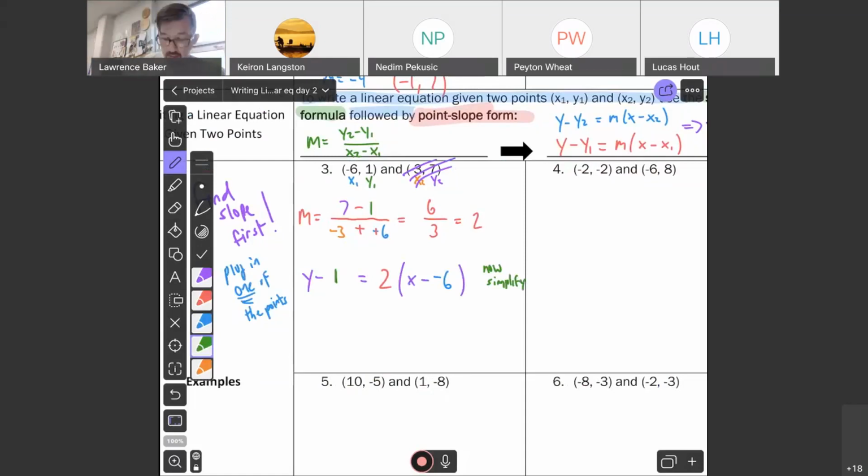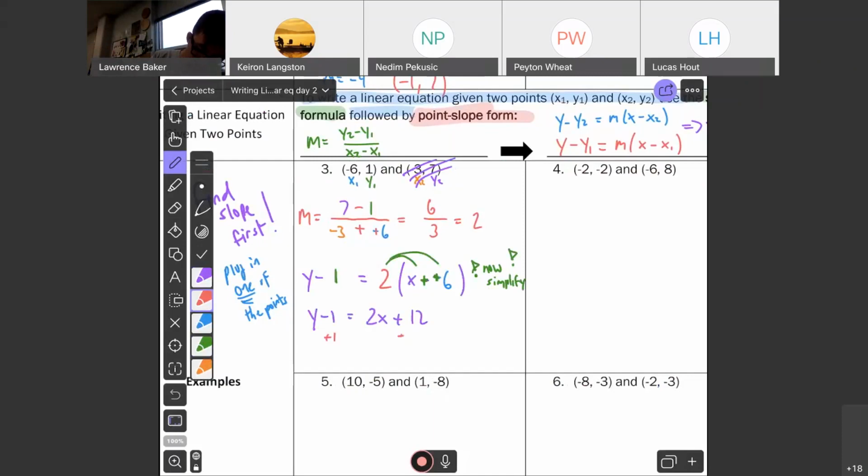Because we're going to get slope-intercept form out of it. So the first thing I'm going to do is change these to pluses. So I got x plus 6 in there. And then I'm going to distribute. So y minus 1 equals 2x plus 12. And we're going to get y by itself. I'm going to add 1. y equals 2x plus 13. So there's the equation of our line.